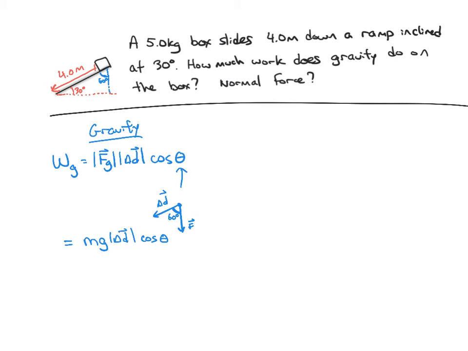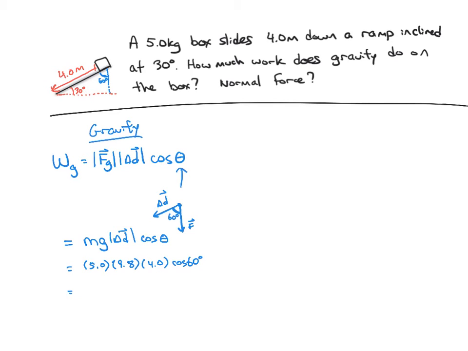So just make that replacement first. Force of gravity is mg. Now I'll fill in the values. 5 kilograms, 9.8 newtons per kilogram, displacement of 4 meters, cosine of 60 degrees. The cosine of 60 degrees is exactly 1/2, so that makes the math okay.